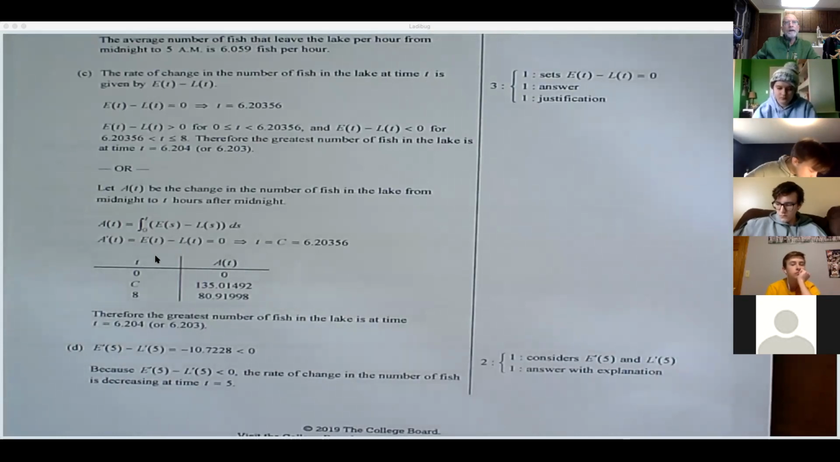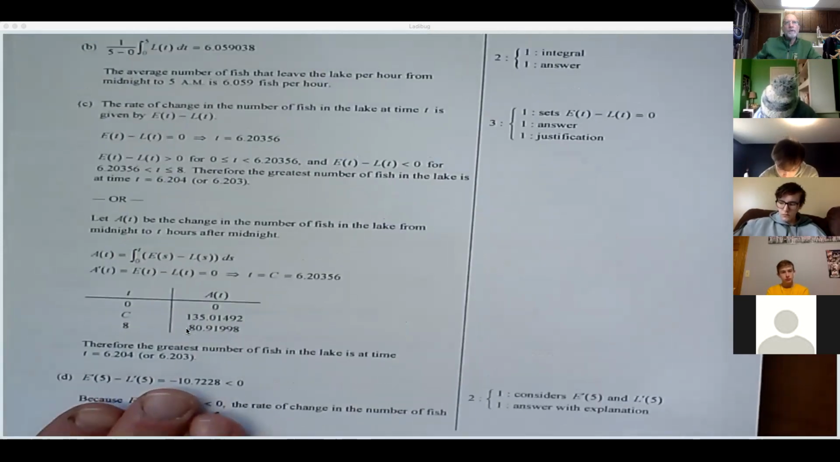And if you integrate from 0 to 6.204, you'll get 135 fish. And if you integrate from 0 to 8, you'll get 80.92 fish. And so the greatest number is at this particular time. And they would accept either one of these times. That's the way that I approach it.